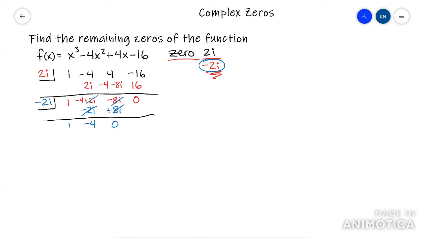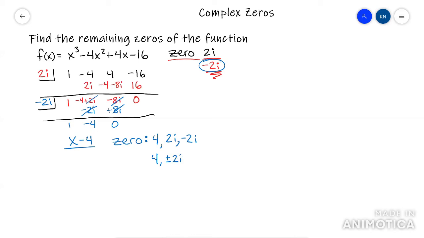When it's all said and done, you end up with your last factor. So the remaining 0 would be 4. So all of the zeros are 4, 2i, and negative 2i. Your teacher will probably let you get away with writing plus minus 2i. Just make sure there's a comma there.